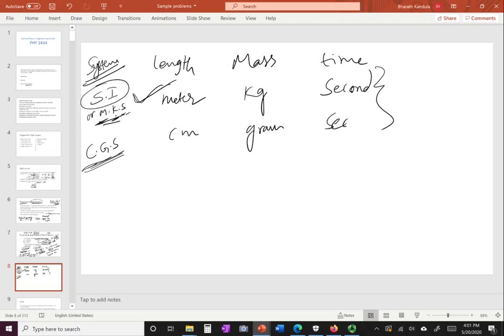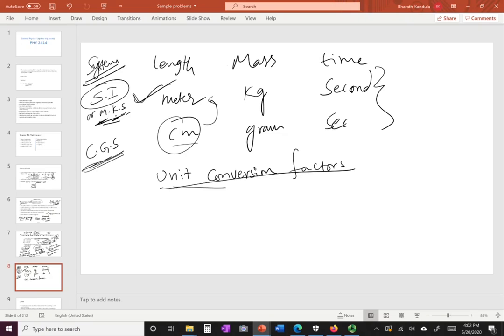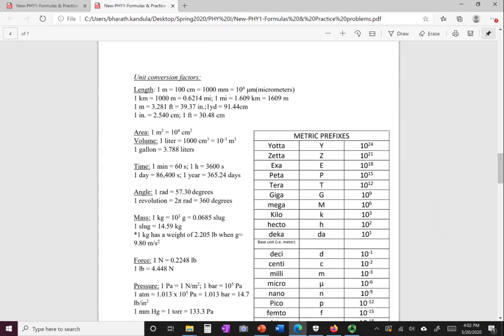So in some problems you may need to do unit conversions. Sometimes the value may be given in centimeters, then you need to convert into meters, SI system. To do that unit conversion we use conversion factors. The unit conversion factors are already there in your formula sheet. So let me show you. You see the unit conversion factors. Now 1 meter is always equal to 100 centimeters and it is always equal to 1000 millimeters, right? So this is a conversion factor.